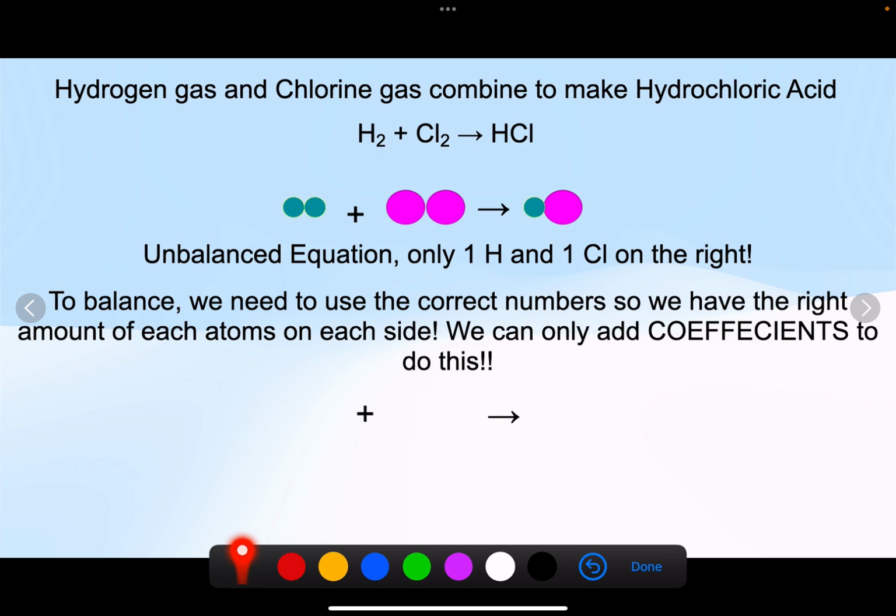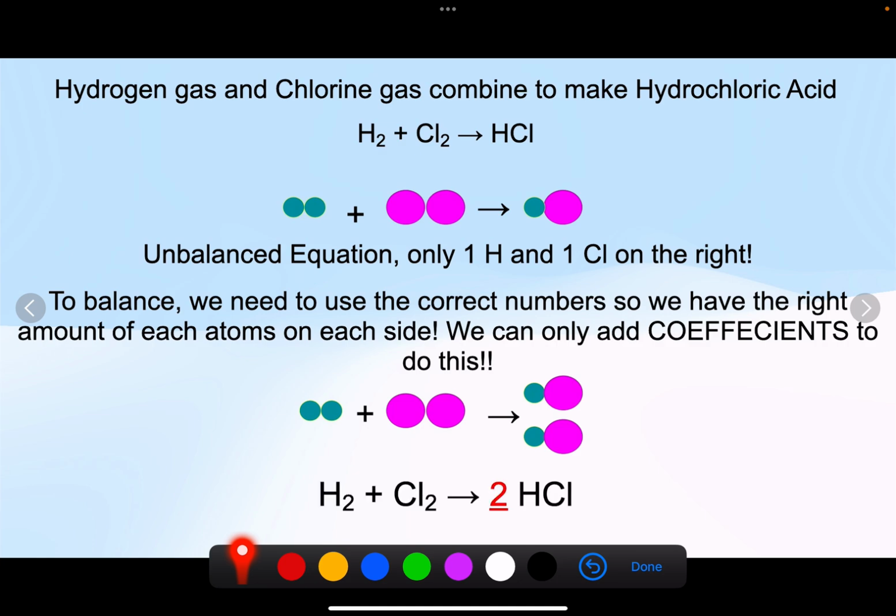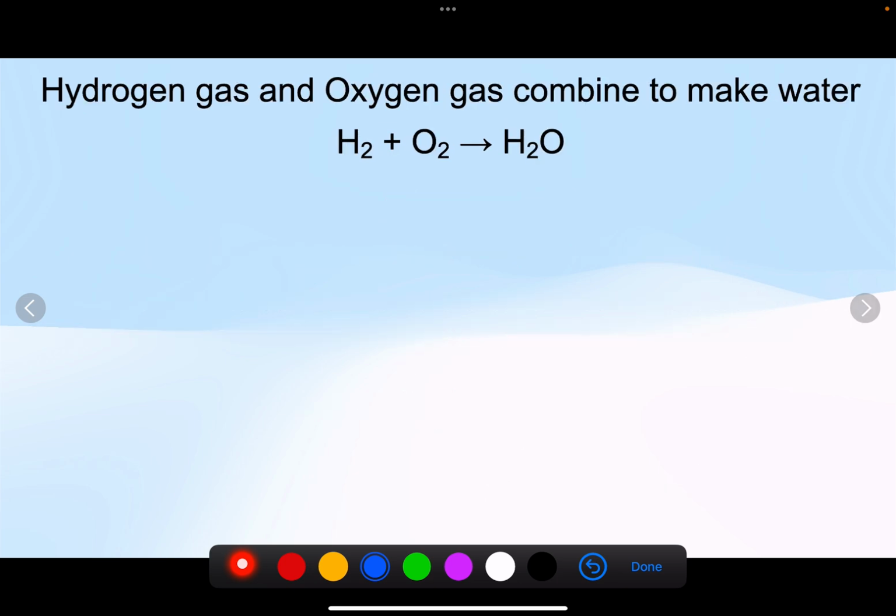This is an unbalanced equation. To balance it, we have to add coefficients in front of the compounds, in front of the molecules. We cannot change any little numbers. So to do this, you're going to have to make two hydrochloric acid molecules, and we represent that by putting a 2 out in front. And now we've got 2 hydrogens, 2 chlorines. This 2 goes for both, so 2 hydrogens, 2 chlorines. Bada bing, we're balanced. Balancing equations is actually really fun. It's something like a puzzle. It's fun when you get into it.